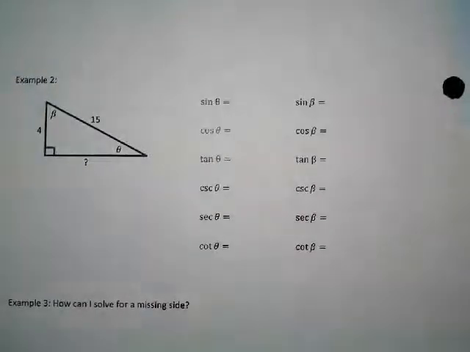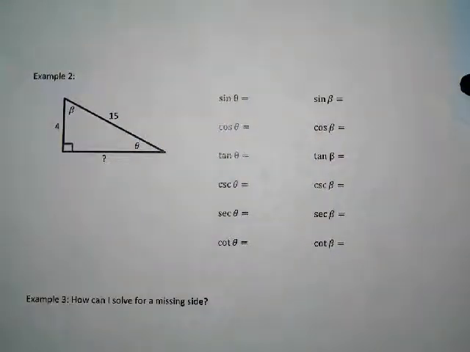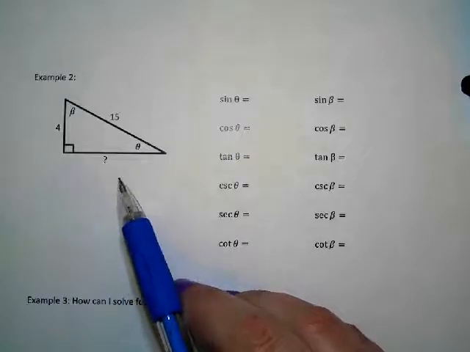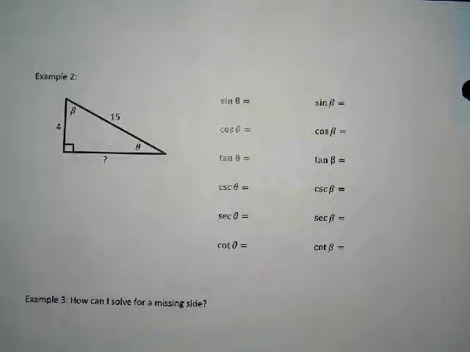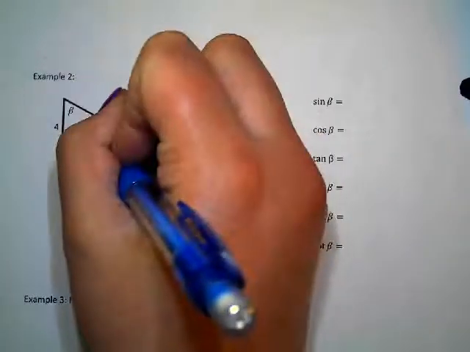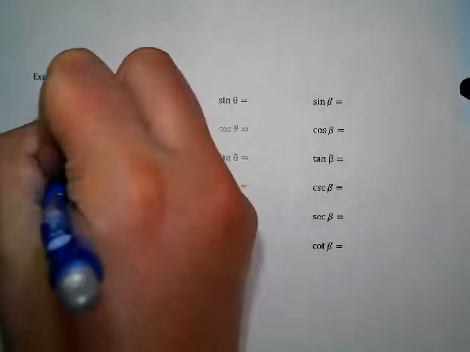So, first thing we need to do before we do much else, we need to solve for the missing side. So, how do we solve for a missing side length in a right triangle? Perfect. So, we're going to do 4 squared plus the question mark, I'll go ahead and call it x. So 4 squared plus x squared equals 15 squared.